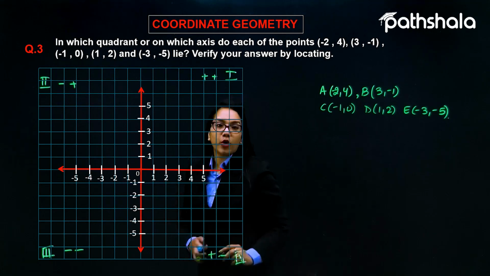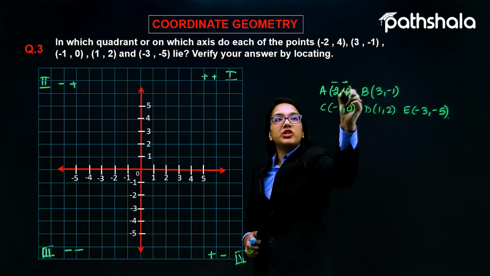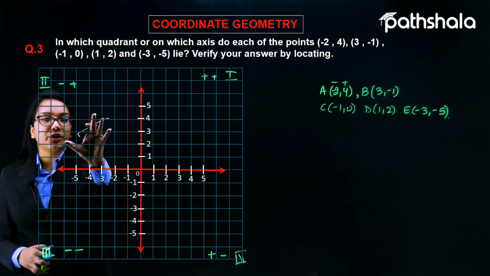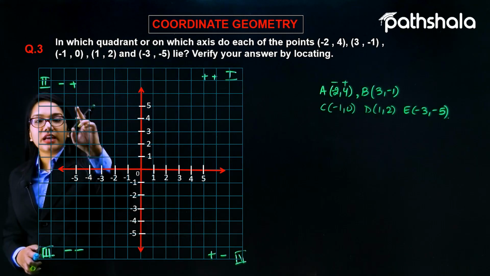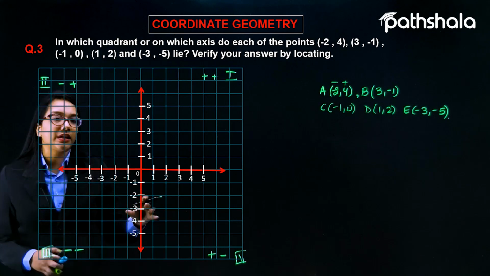So let's talk about the point A first. It is -2, 4. It is negative, positive. So obviously it will lie in the second quadrant because the abscissa is negative and the ordinate is positive. So it will lie in the second quadrant.